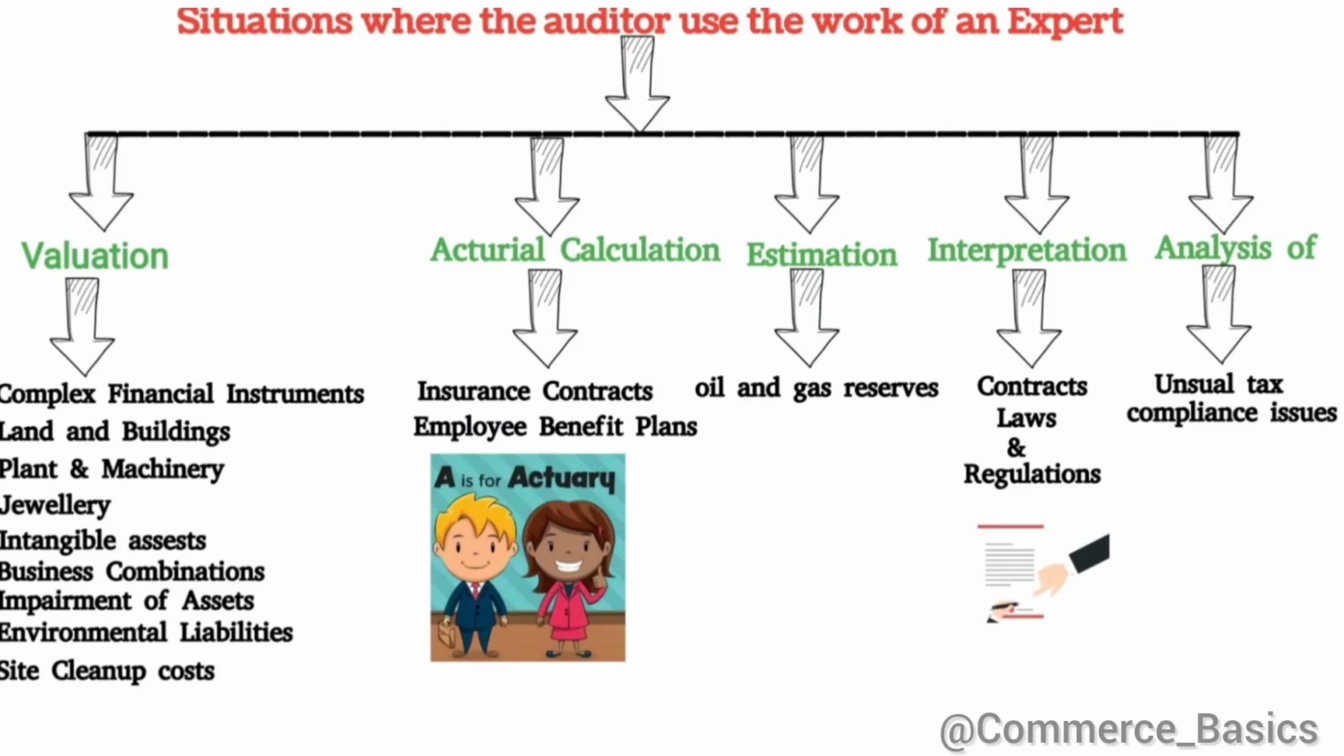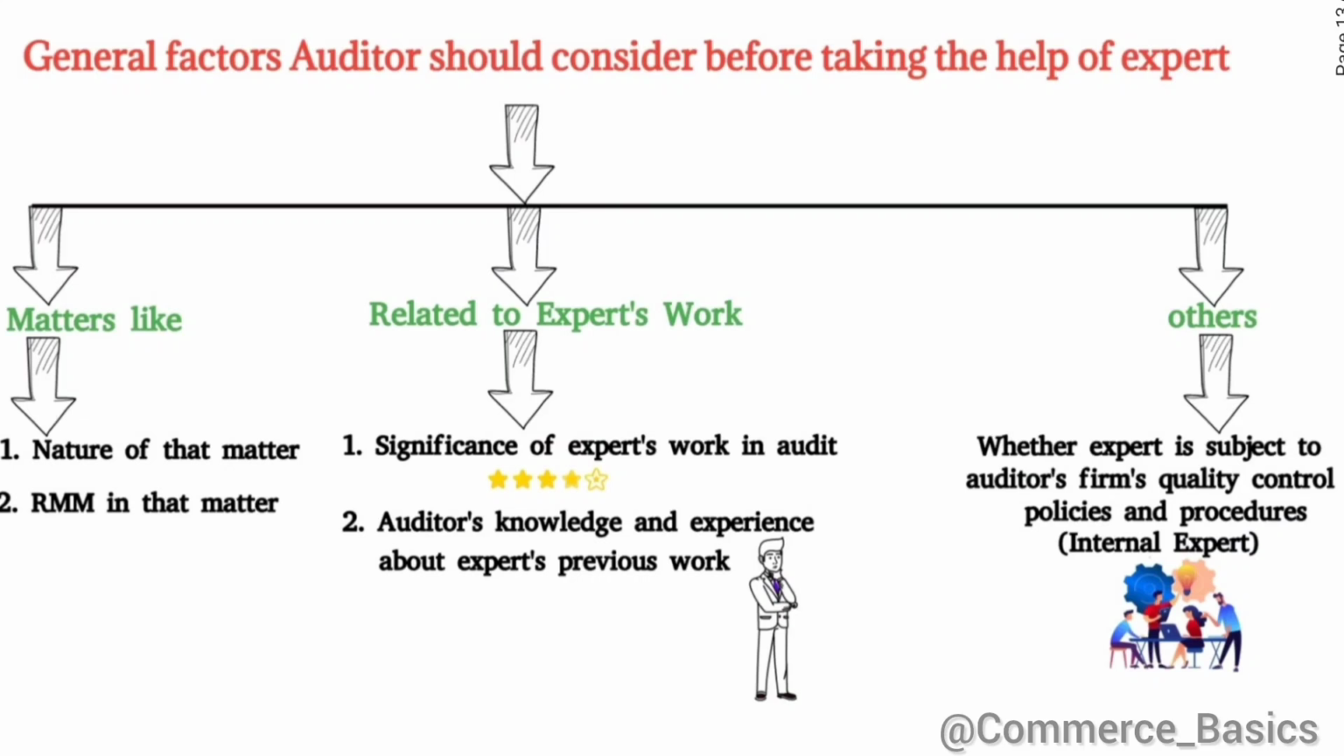Now we know the areas where we can take the help. So before giving the work to the expert, what are the factors that the auditor should consider? What are the general factors, the important factors he has to consider? Before he gives the work, he will be giving some matters to that expert. For that matter, what is the nature of the matter and what is the RMM involved in it; these two things he has to understand, whether it is high RMM or low RMM.